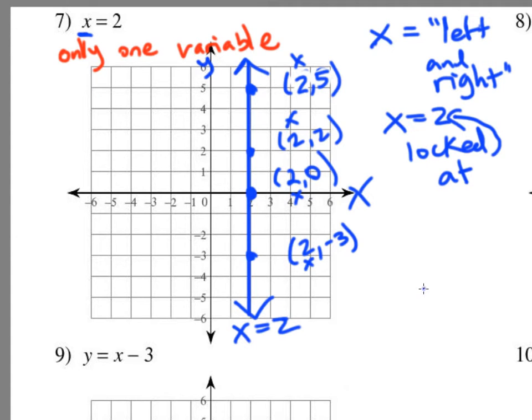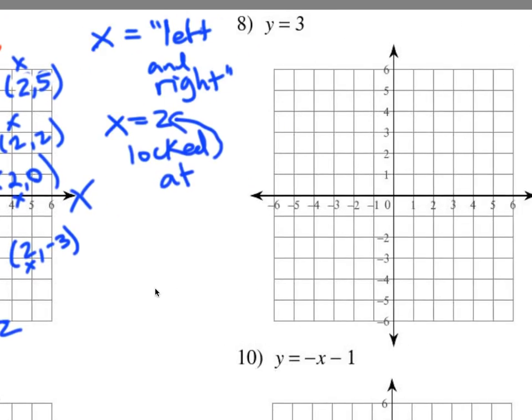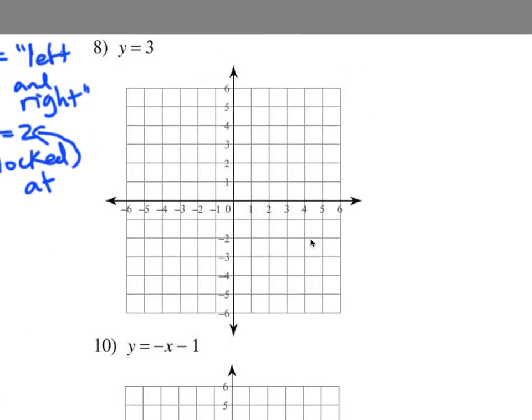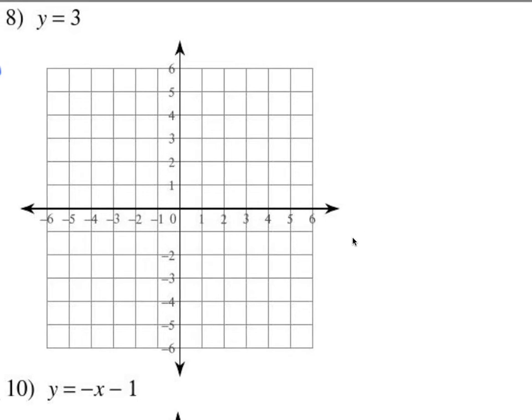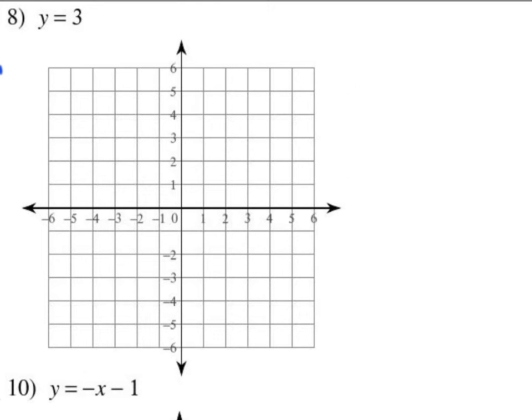So let's come over here for our last one and take a look at number 8. It says y equals 3. Again, why is this any different? Because there's no x here. There's only y. There's only one variable. This is a weird situation. There's only one variable, so we have to figure out what to do with this one. So this means our y is at 3. So we can label our axes here, x and y.